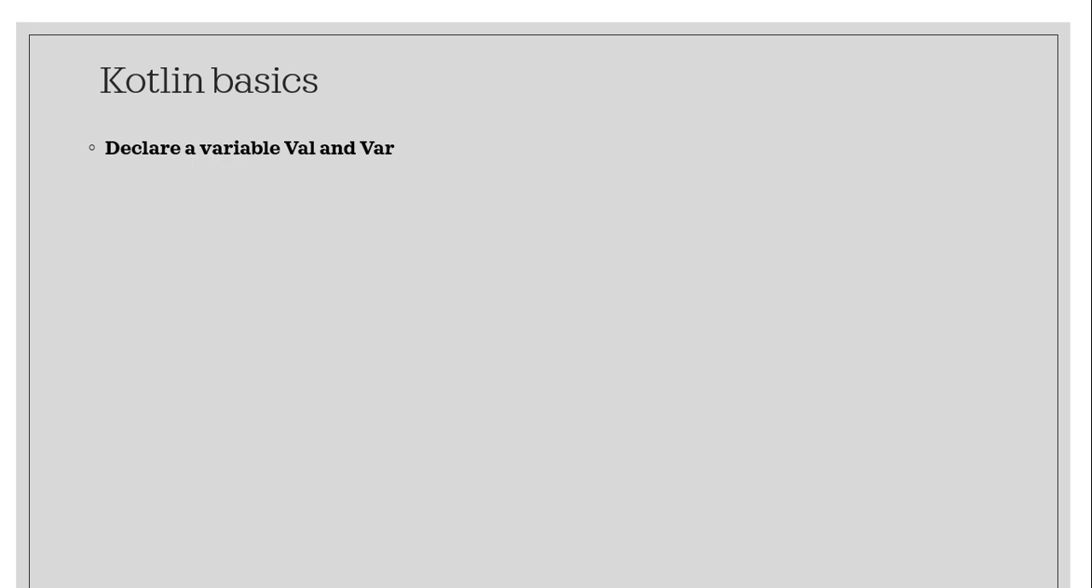So how do we declare a variable in Kotlin? There are two types of variables we can declare in Kotlin: mutable and immutable variables. The variables declared with the var keyword are mutable, and the variables we declare with val are immutable.